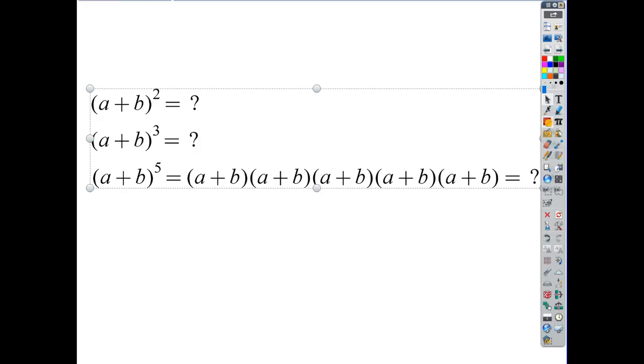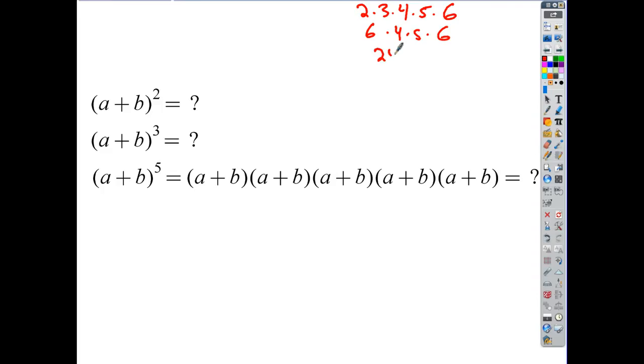I just want to remind you what it means to multiply a bunch of things together. What if I wanted to multiply something like, let's say, 2 times 3 times 4 times 5 times 6? Well, how would you do that? Just 2 times 3. 2 times 3 is 6, times 4, times 5, times 6. 6 times 4 is 24. So that's going to be what, 120 times 6, which is 720.